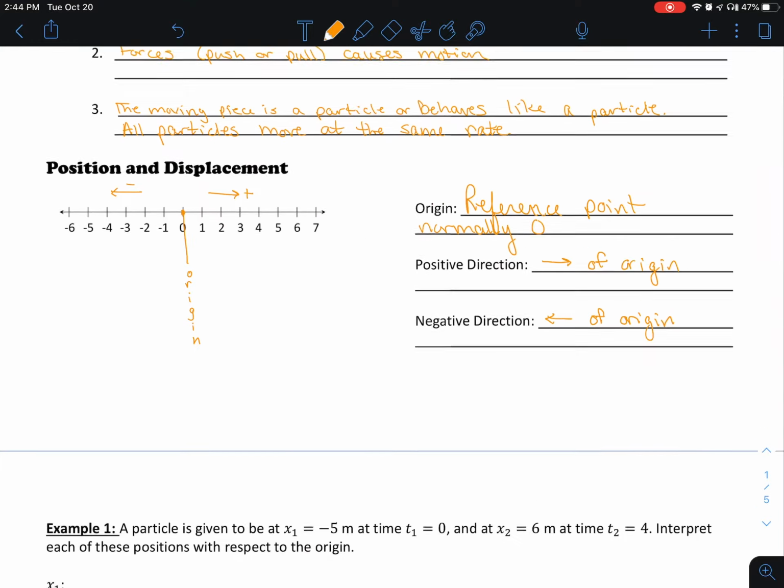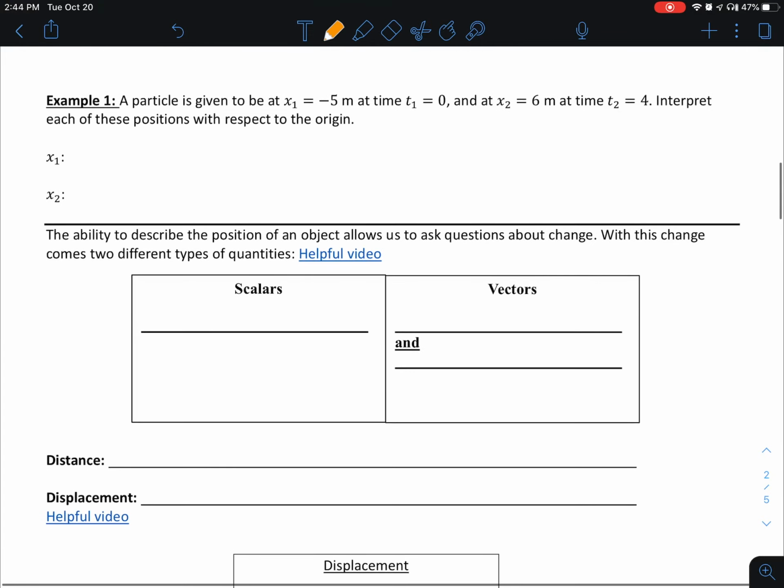I'm flipping my page. I have my answer key next to me because nobody wants me to screw up. Let's say that we have a particle, and that particle is at a position of -5 meters at a time of 0 seconds. And then at x2, it's at a new position. x1 is the first position, x2 is a new position. It is now at 6 meters, and 4 seconds have elapsed.